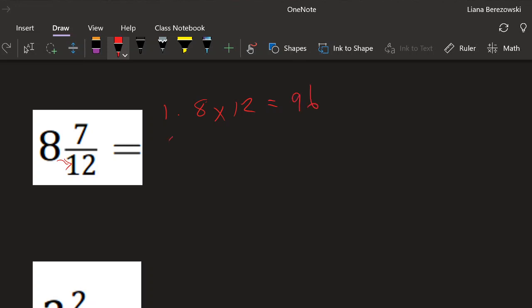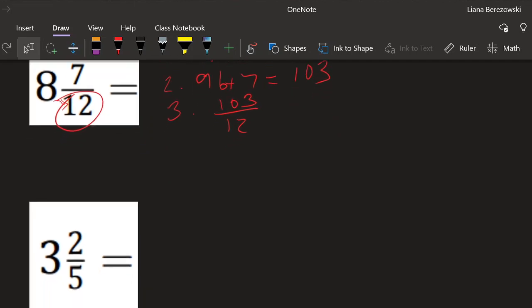We add that result to our numerator. So we're going to do 96 plus 7. Okay, so we get 103. And then we just put that on top of our denominator. So our denominator is 12. We don't change that. This stays the same. So our answer is going to be 103 over 12. So 8 and 7/12 is an equivalent fraction to 103 over 12.